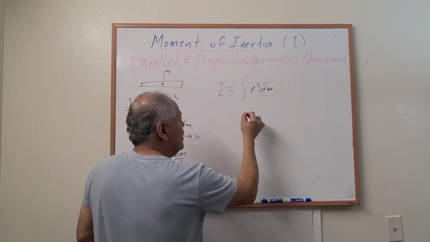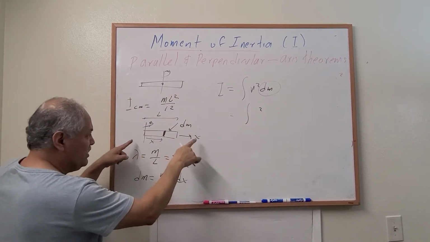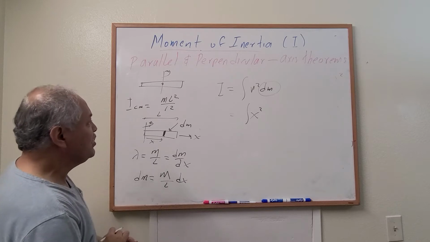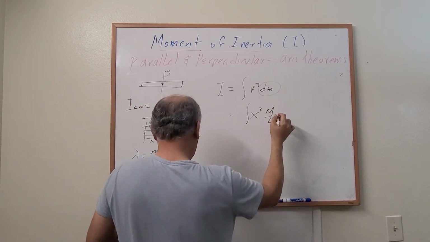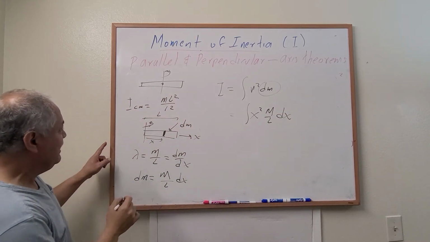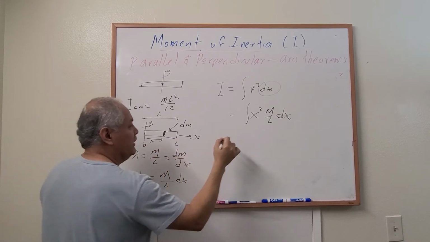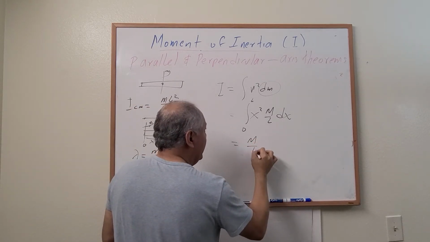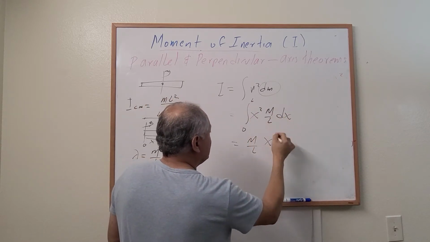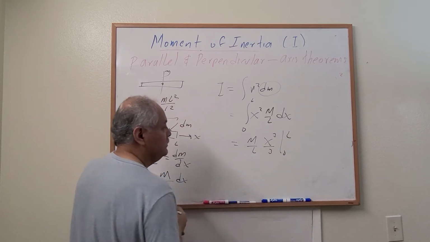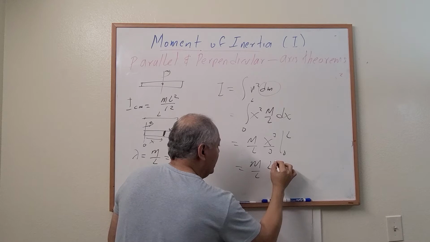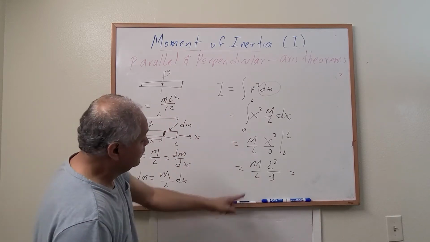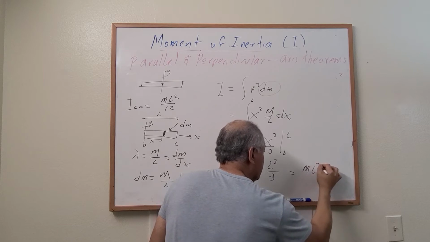Okay, let's do it. It equals the integral of r squared. Because we're changing the variable to x, let's use x for simplicity. x squared times dm, but dm is M over L dx. Now the limits of this solid go from 0 to L. Perfect. So the integral is equal to M over L times x cubed over 3, from 0 to L. This equals M over L times L cubed over 3, and then this equals M L squared over 3.